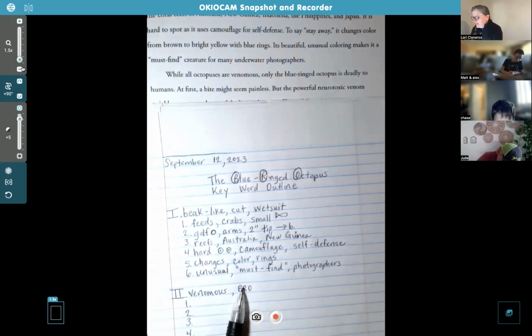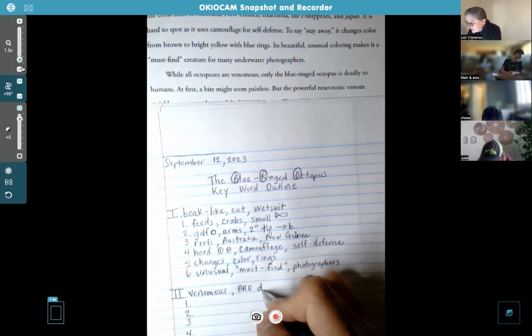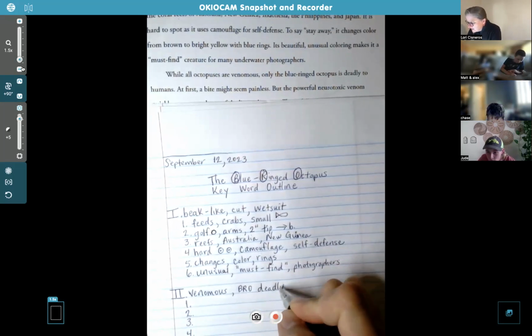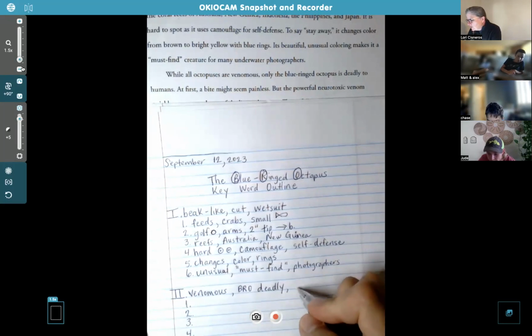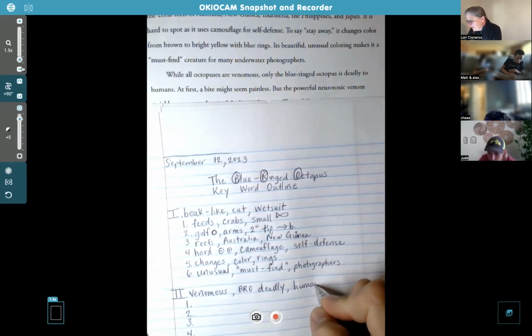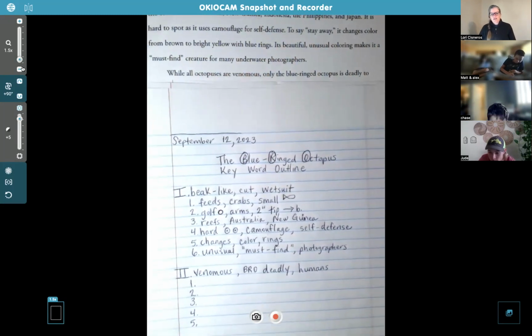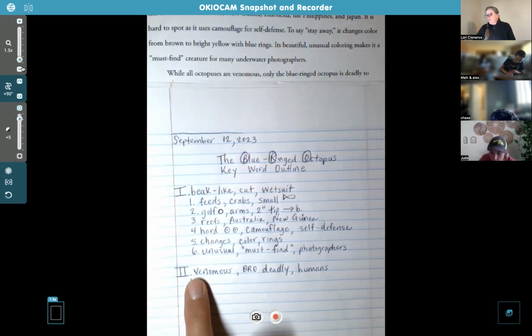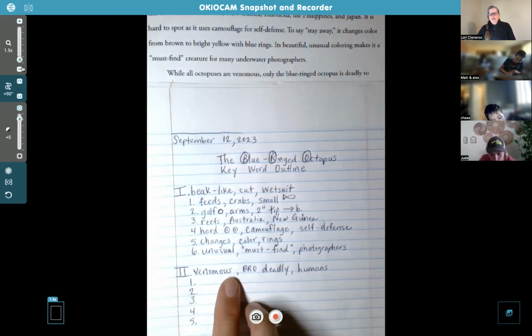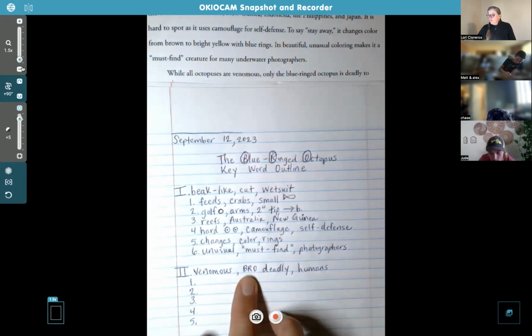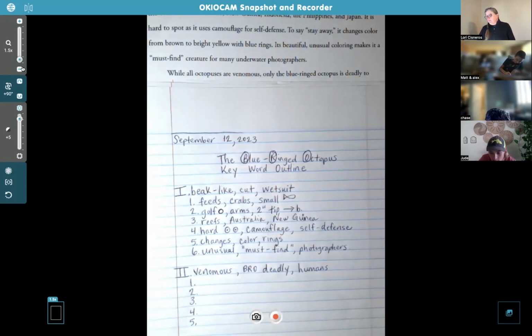Okay, venomous, and then the blue ringed octopus, deadly to humans. I think that's where you were going with that, Chase. Your microphone was kind of cutting out a little bit, but I think that's what you were saying. Yeah. Okay, so all octopus are actually venomous. I didn't know that. But the blue ringed octopus is deadly to humans. That's the only one that's deadly to humans.